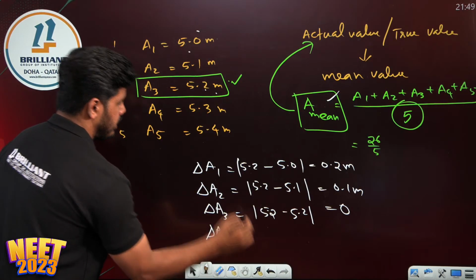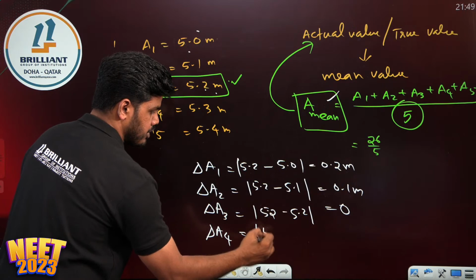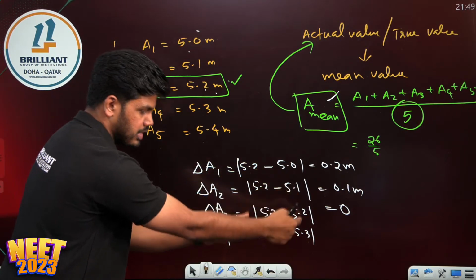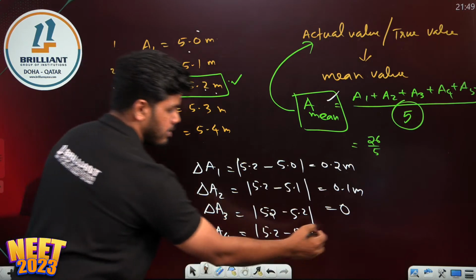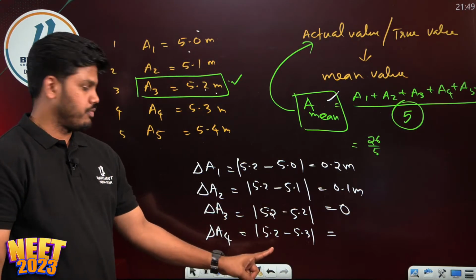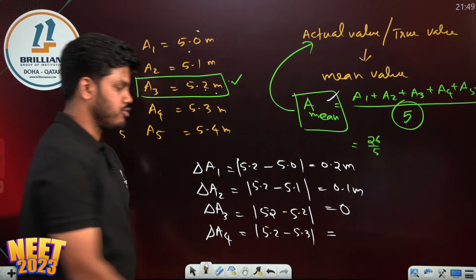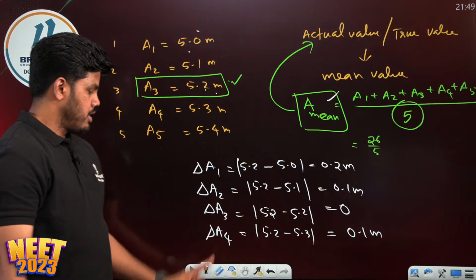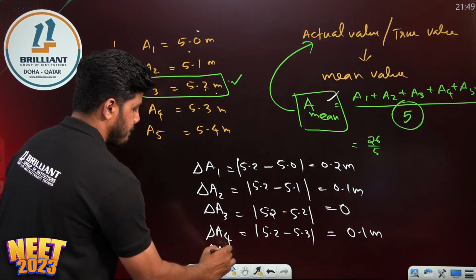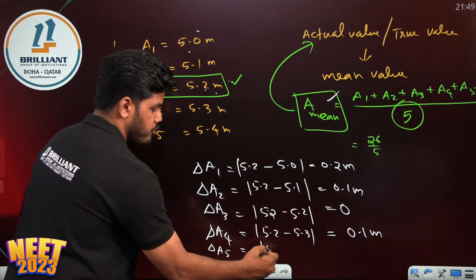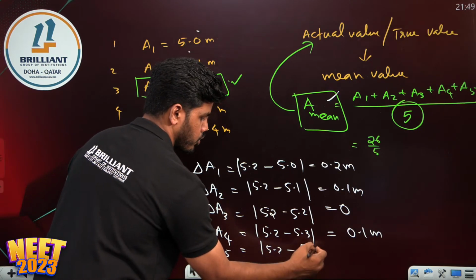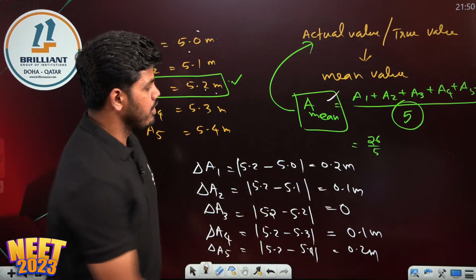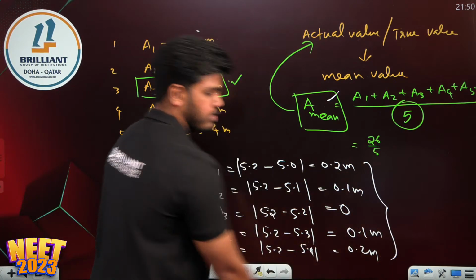Okay, then what about the next one? Delta A4. Delta A4 is 5.2 minus 5.3. I keep putting that modulus sign throughout to consider only the positive value. 5.2 minus 5.3 is actually minus 0.1, but we consider only the positive value 0.1. And what is A5 finally? Delta A5 is going to be 5.2 minus 5.4. That is going to be 0.2 meters.